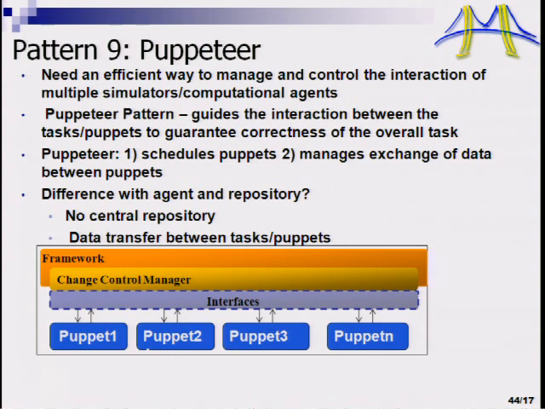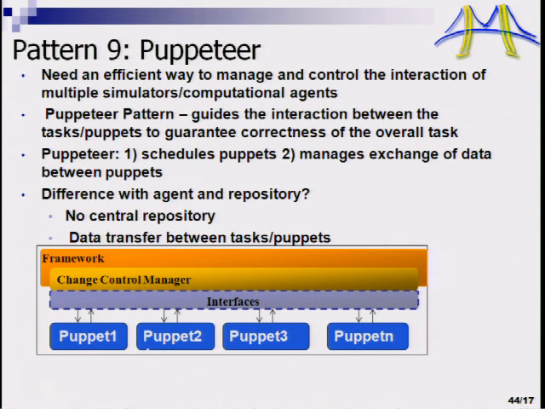What are some examples of the puppeteer pattern? Video games. What else? Now I know the population of this group, yes. Operating systems? Operating systems would require a little more time. Well, actually, we'll get to that in a moment. That's an interesting way of looking at things.